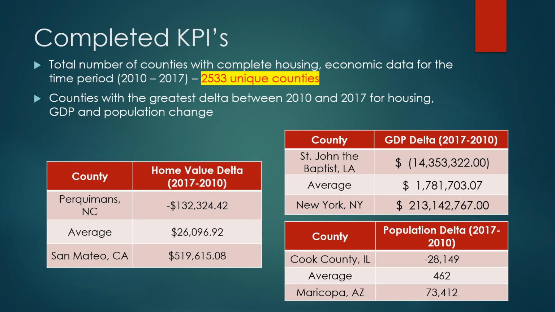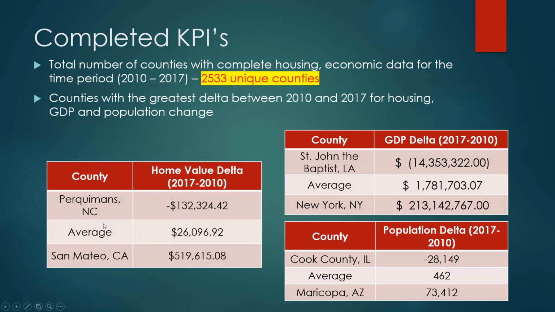All right, so very quickly I'm going to touch on the KPIs that I had at the front, and here are some of the answers to those. There were 2,533 unique counties that matched the criteria for having all of the data. So those 2,533 counties are the counties that are represented in this data set.